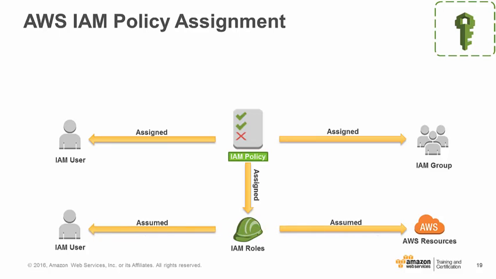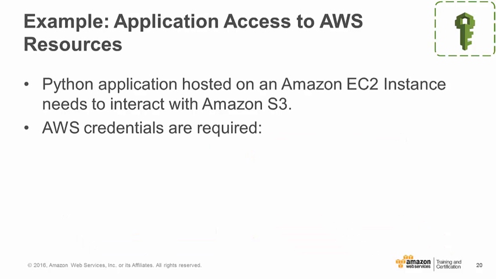You can use roles to delegate access to users, applications, or services that don't normally have access to your AWS resources. For example, if a custom application is written in Python and hosted on an Amazon EC2 instance, and it needs to interact with objects stored in an Amazon S3 bucket, applications may access AWS resources in multiple ways. One way would be to embed your AWS access key and secret access key in the application code or config file supported by the application. The question is, is that a good idea?